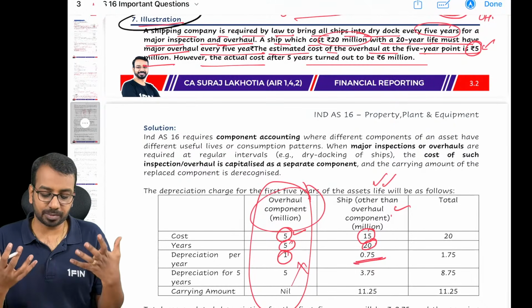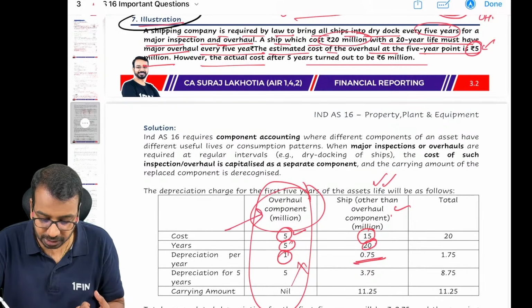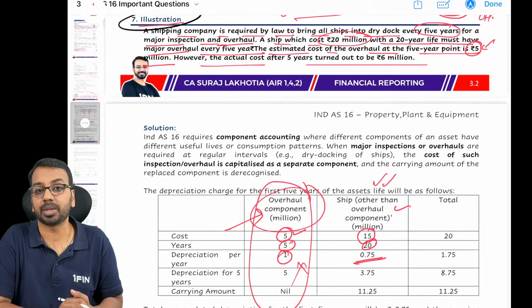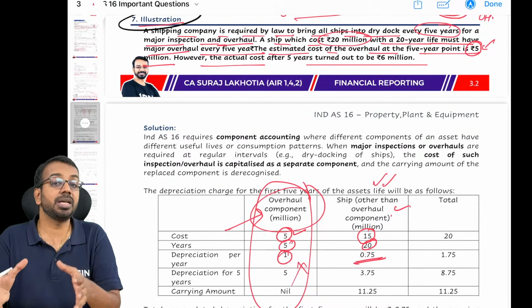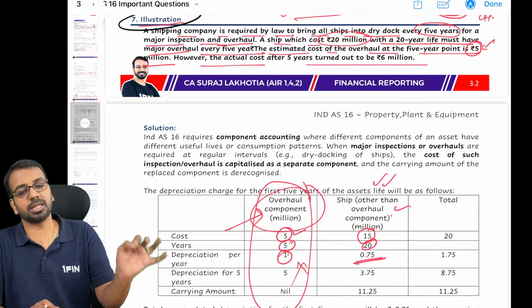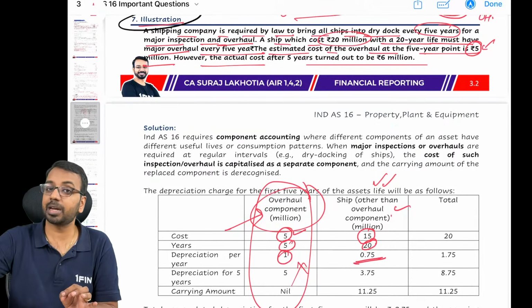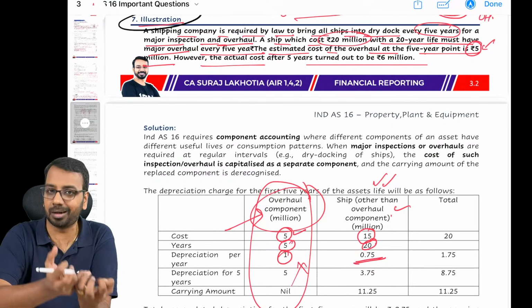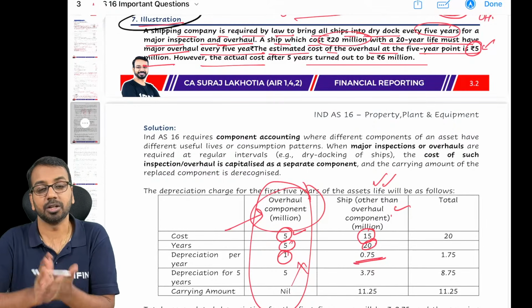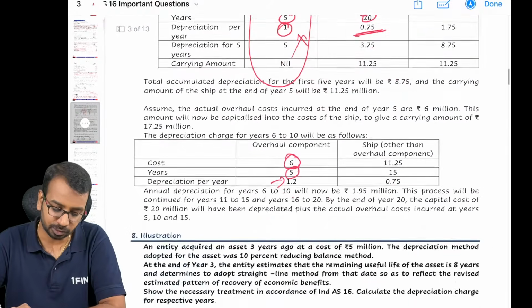A lot of students sometimes get confused: sir, we are not paying this overhaul cost initially, so why are we calculating it this way? The basic idea is the ship is in a working condition, which means it is in an overhauled condition. So whenever I buy a new ship, the 5 million of overhaul is already incurred when the new ship is manufactured. So that's how we are splitting the two things.